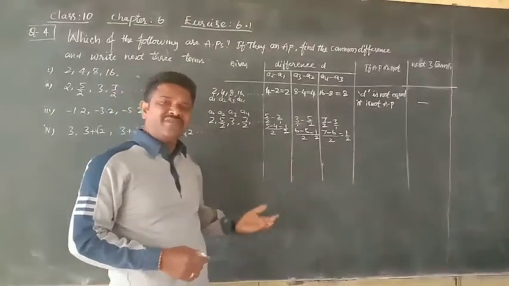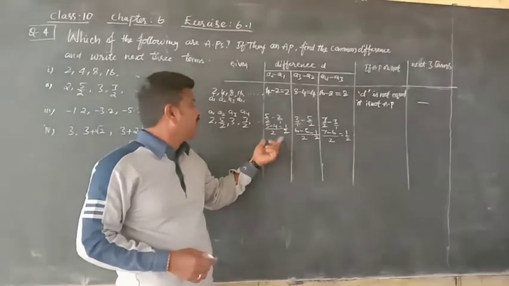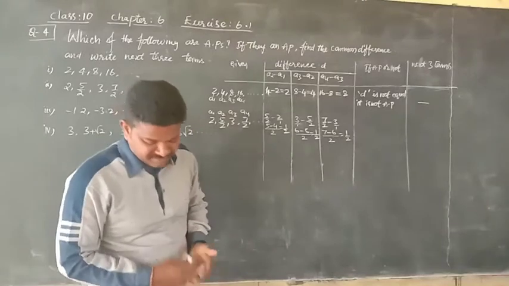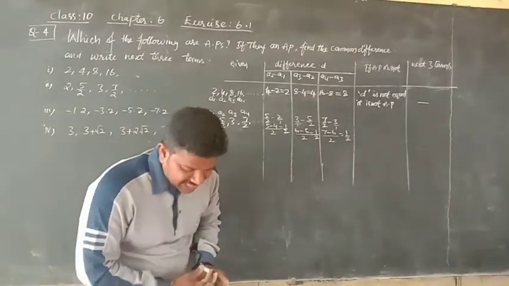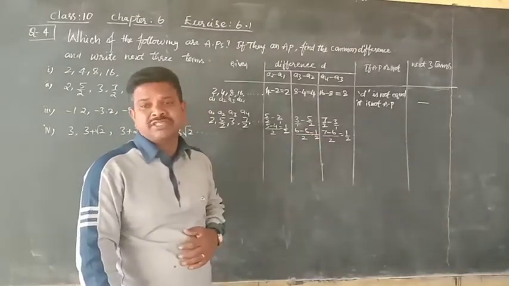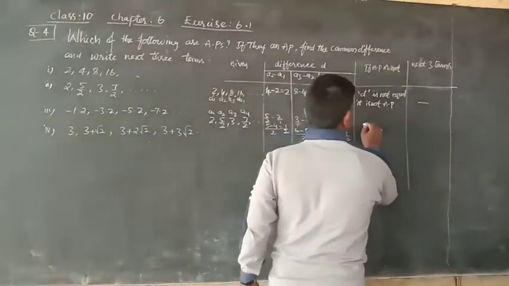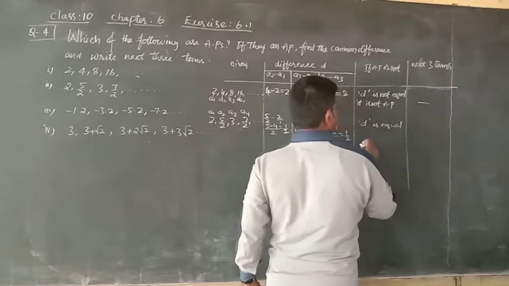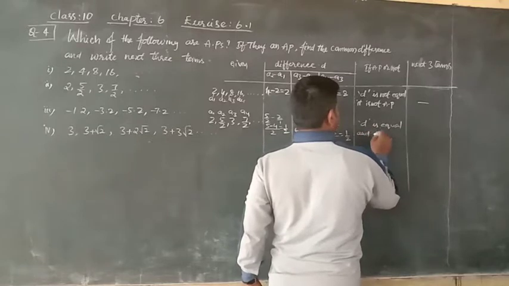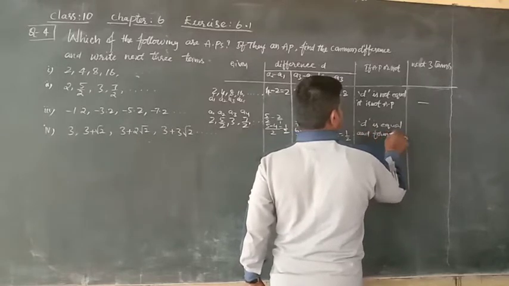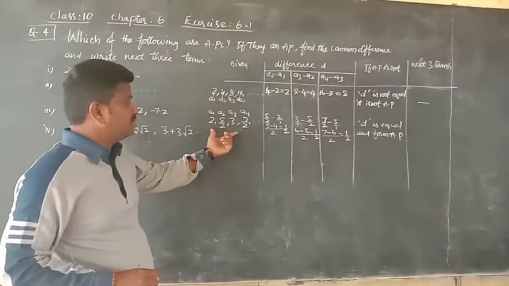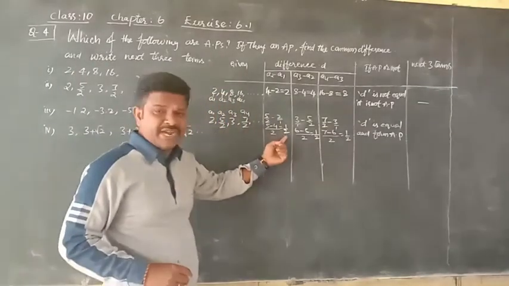When we observe the differences in these three cases, 1 by 2, 1 by 2, 1 by 2. Yes, D is equal, so they form an arithmetic progression. So this list of numbers forms an arithmetic progression. What is the difference? 1 by 2.